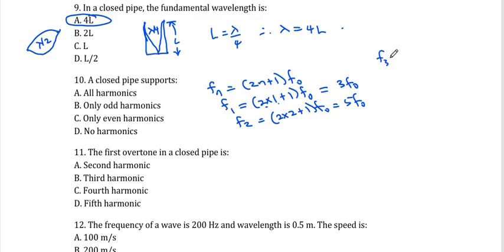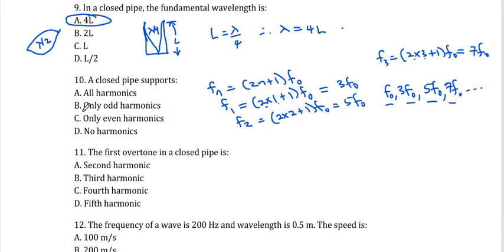And F3 is going to be 2 times 3 plus 1 F naught. And that's going to give us 2 times 3 is 6, 6 plus 1, 7 F naught. So you notice that the fundamental frequency is F naught. The first overtone is 3 F naught. Second overtone 5 F naught. Third overtone 7 F naught, and so on and so forth. These are only odd numbers. So you have only odd harmonics.